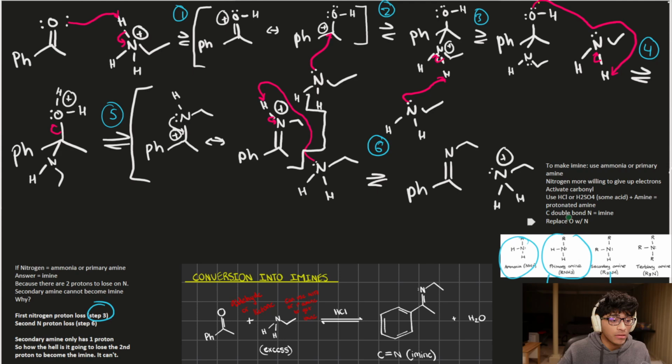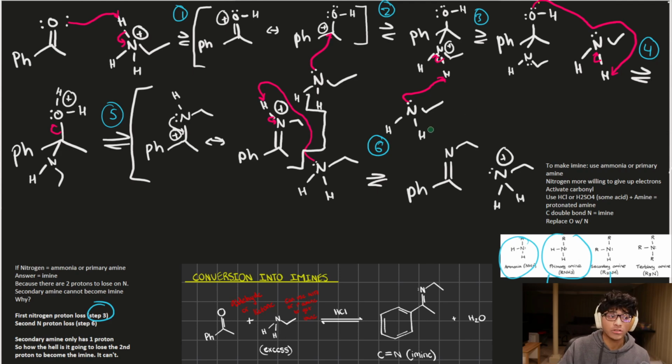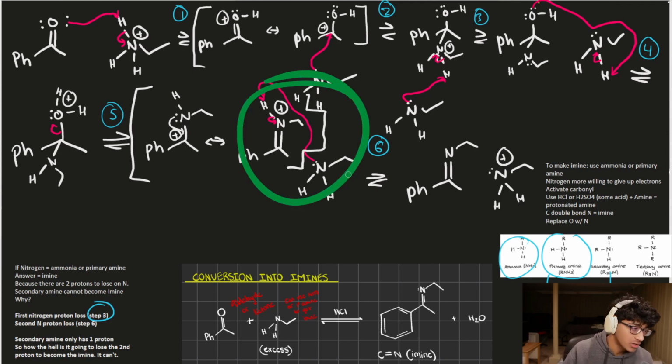Why doesn't an imine form from a secondary amine? Listen, a secondary amine only has one H. When we're talking about an imine, we lost an H in step 3 and step 6, because we had two hydrogens. But a secondary amine only has one hydrogen. So how is it gonna lose the second hydrogen in step 6 to become the imine? It is not gonna happen. Just remember this: NH3 and a primary amine become an imine. A secondary amine can't become an imine because it only has one hydrogen.